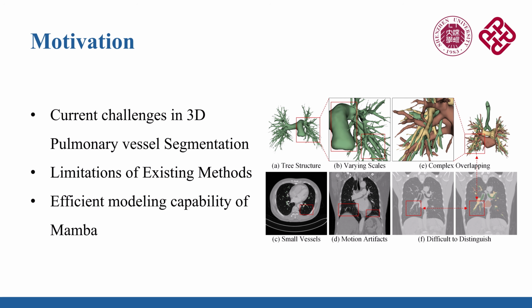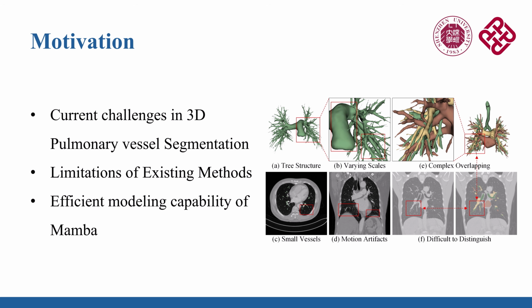On the one hand, pulmonary vessels have complex tree-like structures with significant scale variations. On the other hand, in CT images, small vessels often have low contrast and are easily affected by motion artifacts and complex background tissues. In addition, different pulmonary structures in CT images can exhibit high similarity and complex overlap.